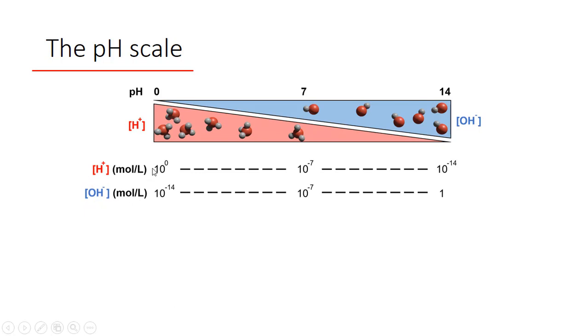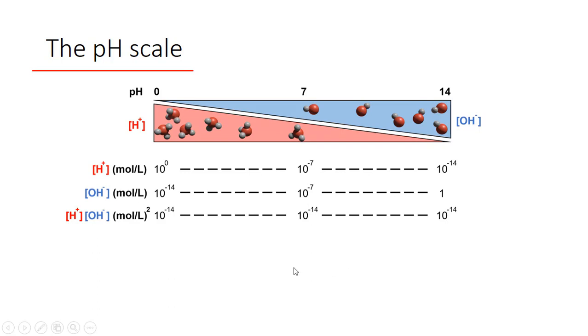For example, if hydronium ions are at a high concentration, like 10⁰, then hydroxyl ions will be at a very low concentration. Similarly, on the other side, if hydronium ions are very low in concentration, hydroxyl ions will be high.